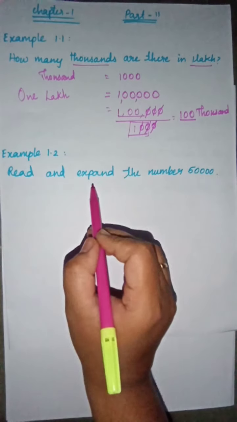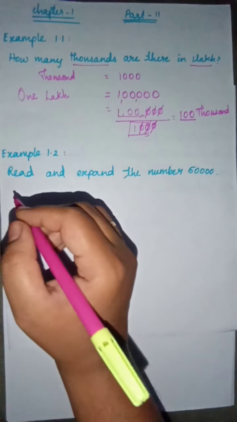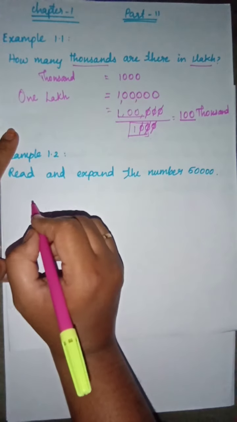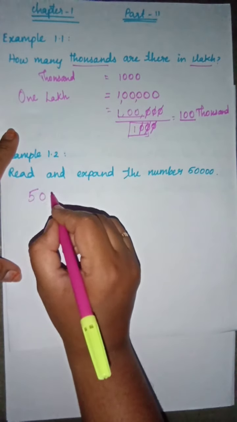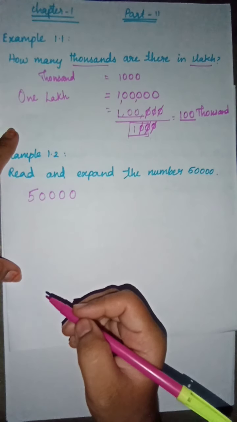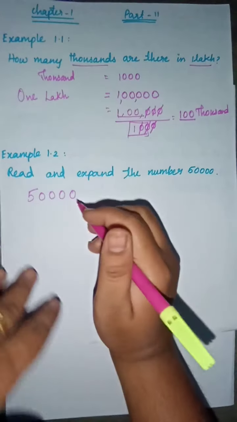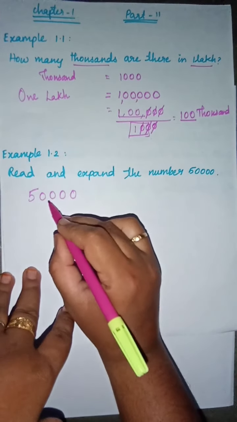Now next example, that is example 1.2. Read and expand the following. They have given a number. Yes, so just take that number and write it. So 5 0 0 0 0. Now we have to put commas. So now we have to put commas 1 2 3 comma 1 2.